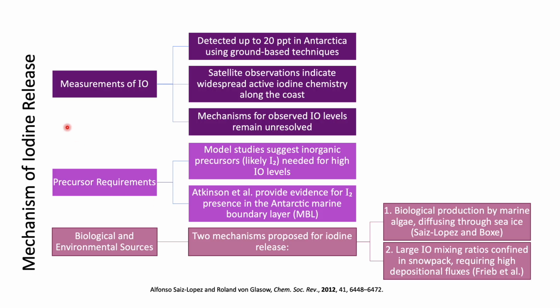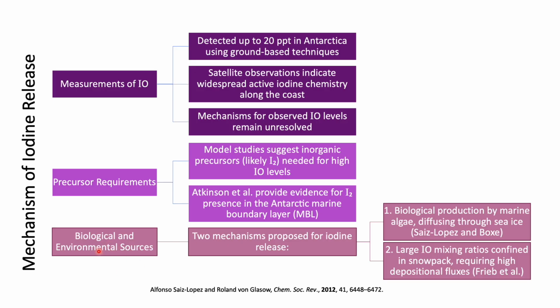And how can iodine be released? Many models suggest that inorganic precursors like iodine are needed for high IO, that is iodine oxide, levels, and some scientists have provided evidence for iodine presence in the Antarctic marine boundary layer. These are ways people are trying to understand and propose how iodine oxide may form. But iodine oxide is actually measured. People have identified up to 20 ppt in the Antarctic region, and satellite observations indicate widespread iodine-active chemistry along the coast. The mechanism is still not completely understood.